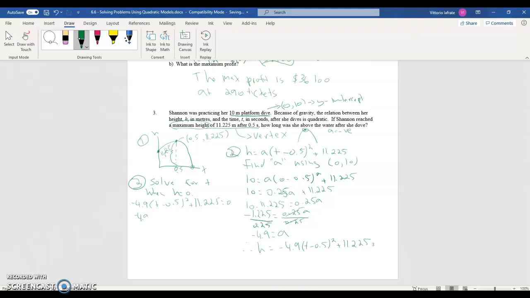So negative 4.9 times (t minus 0.5) squared. Send it to the other side, which gives us negative 11.225. We can divide both sides by negative 4.9, and so we get (t minus 0.5) squared is equal to 11.225 divided by 4.9. And we get about 2.29, because I'm rounding here, so I'm putting a little dot there to show it's an approximation.